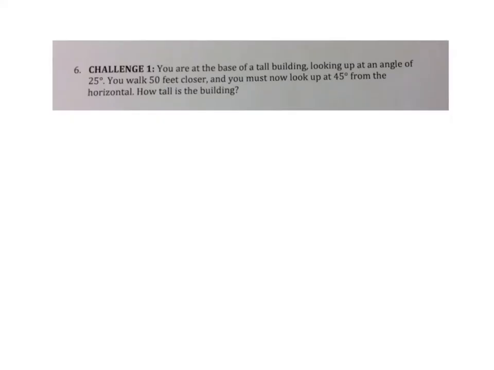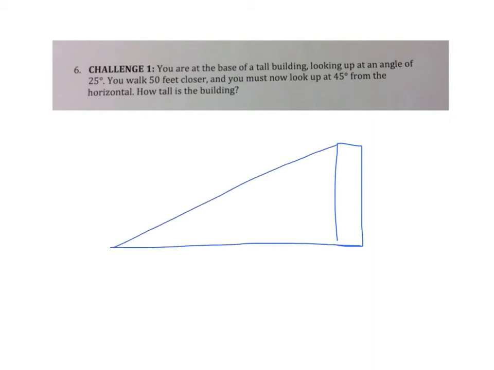For the last problems, I'm not going to do them because I want to see if you're able to get them. But there's a building, and you look up at a 25-degree angle, and then you walk 50 feet closer. So this distance is 50 feet. And now you look up at a 45-degree angle. And notice the height of the building will not have changed. So given just that information, the question is, how tall is the building? And my hint is to say, let's call this distance here x.